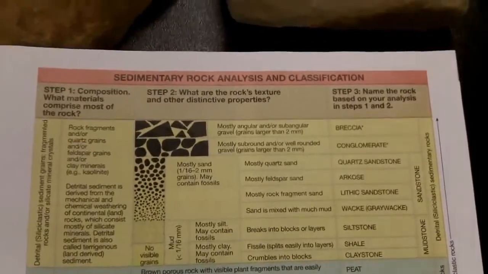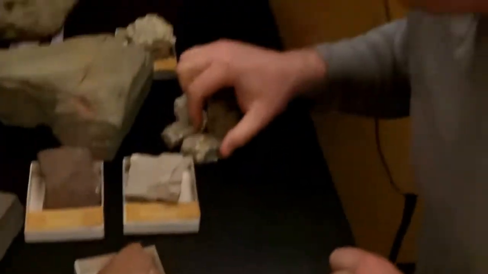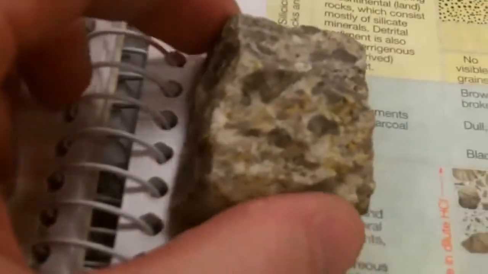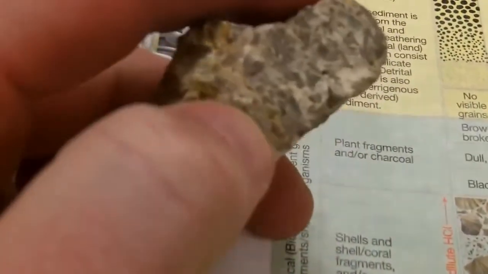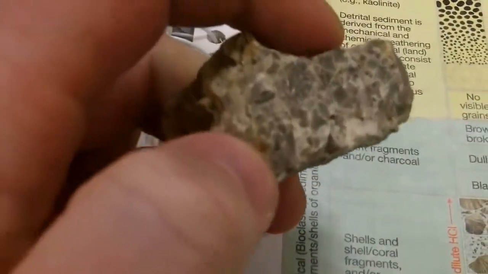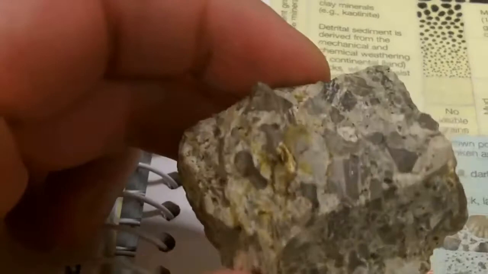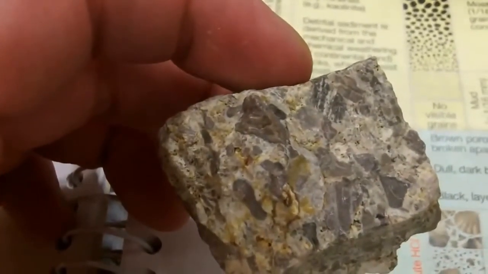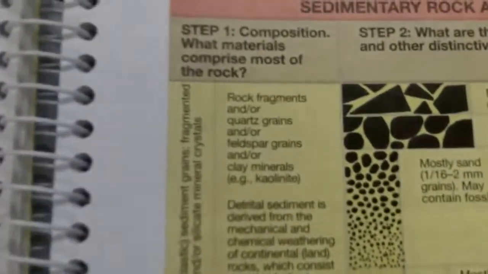So I'm going to go ahead and grab myself a rock sample over here. And if I take a look at it, I can see the grain sizes. They're definitely visible, right? And I can see that there's a bunch of different sizes here. Not everything is the same size. All right, and I'm going to take a look over here at my rock identification chart, right? Rock fragments and or quartz grains, feldspar grains, etc.